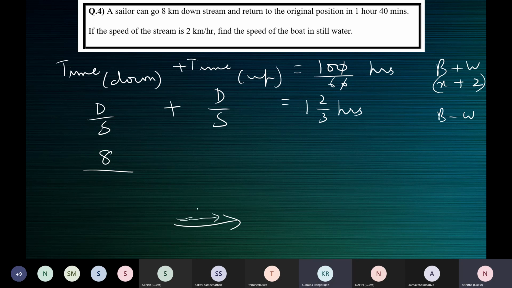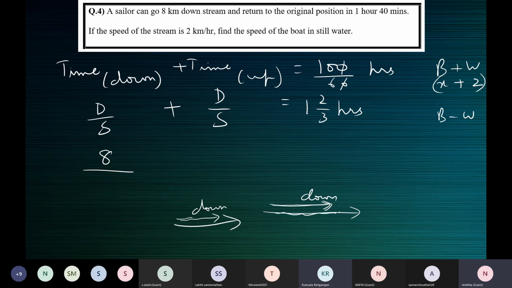That is downstream. Water flows in a particular direction. You're rowing your boat, and you're also traveling in the same direction. You're rowing your boat in the same direction as the flowing water. That is downstream.